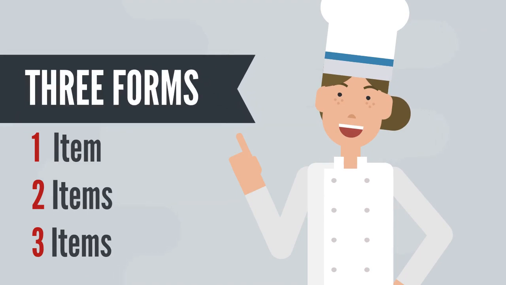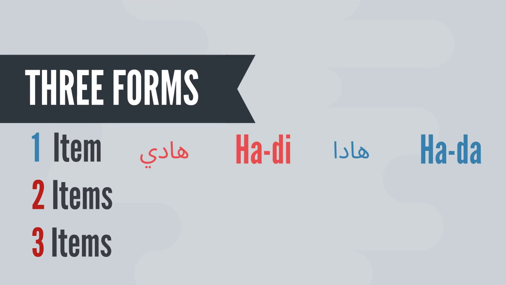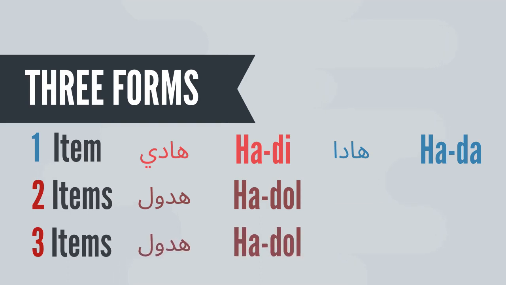We'll present each item in three forms, as one item, two items, or three or more items. When we present one item, we will use hada or hadi. When we present two items, we'll use hadul. And when we present three or more items, we'll use hadul as well.